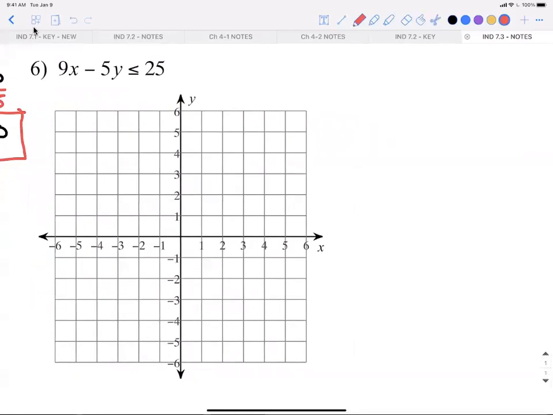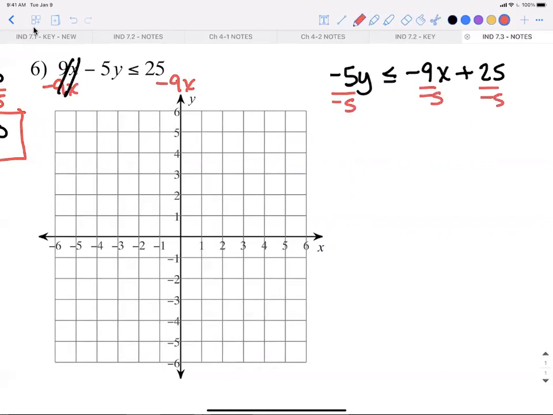All right, so I'm going to start by moving my x over, so minus 9x from both sides. And when I do that, notice it's negative 5y that is left behind. Negative 5y is less than or equal to, I'm going to write the x value first, so negative 9x plus 25. Now, I'm going to divide this negative 5 off. As soon as I divide by a negative, I'm going to do it right now because I don't want to forget. I'm going to drop down here and I'm going to flip my sign.